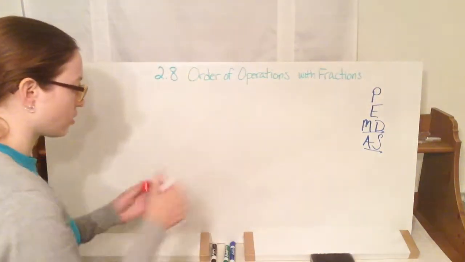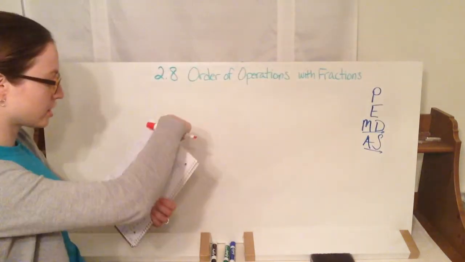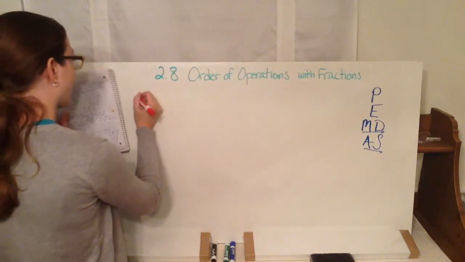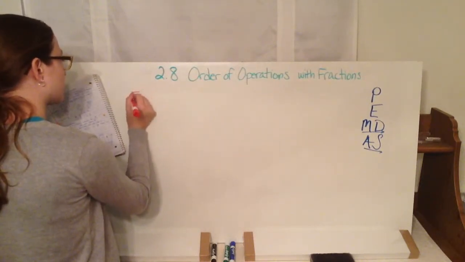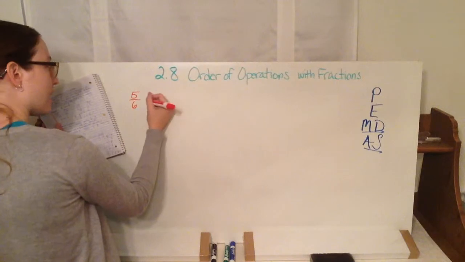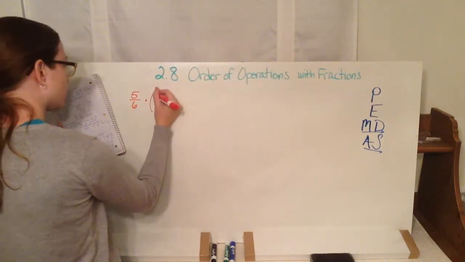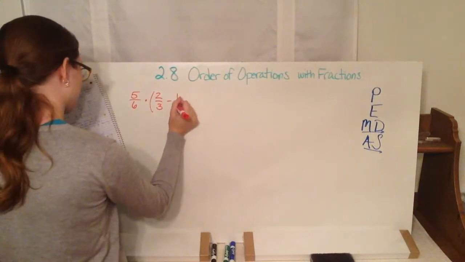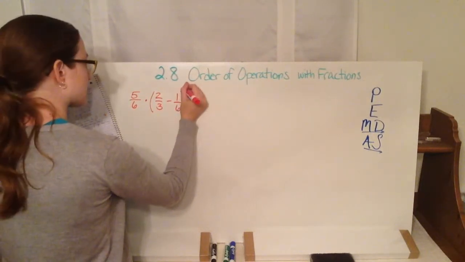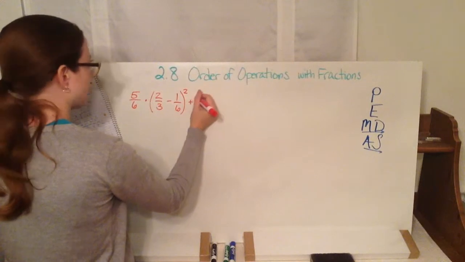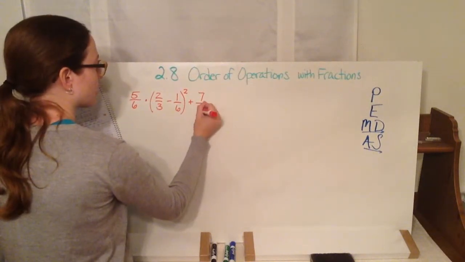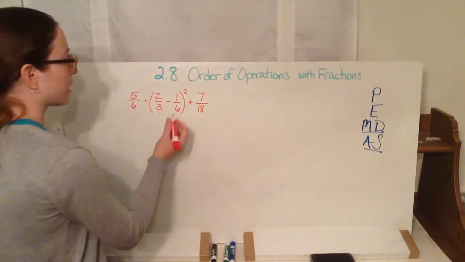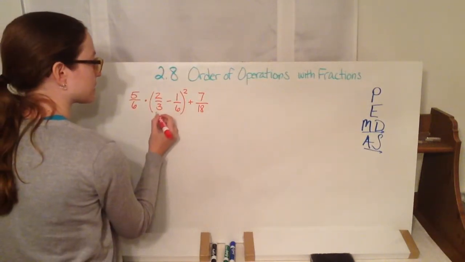For our second order of operations problem with fractions, we will work this problem. 5 over 6 times, parenthesis 2/3 minus 1/6, to the second power, plus 7 over 18. Okay? What I need to do first is what's inside parentheses.